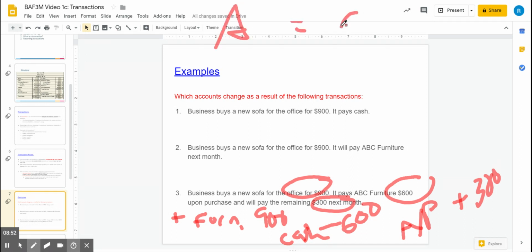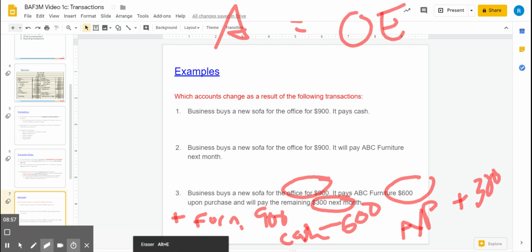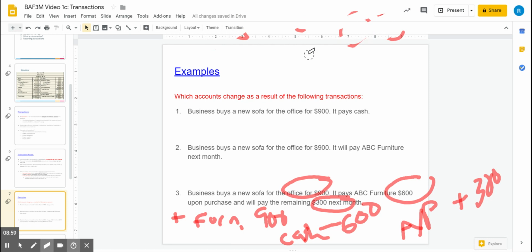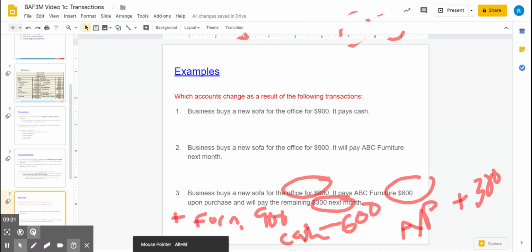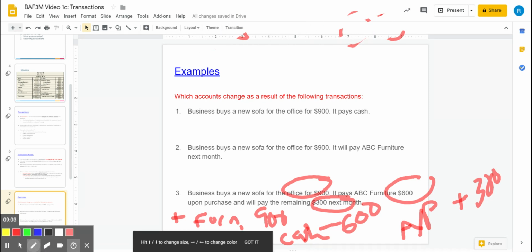So let's list it out again. Assets equals, oops. Taking my time here. Sorry about that.